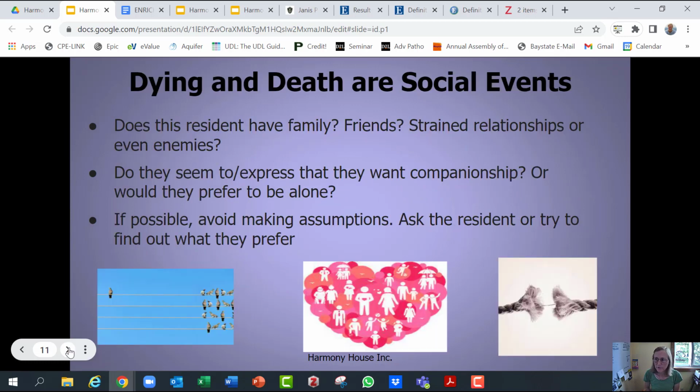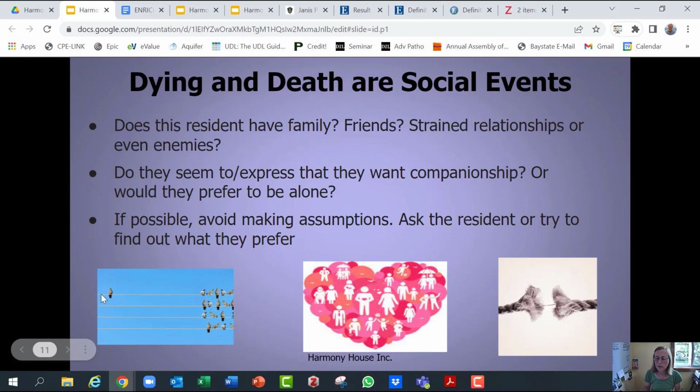Thinking about dying and death as social events is important to expand the idea about who family is, who loved ones are. Is it friends? Are there strained relationships or even enemies that we need to be aware of? Does this resident seem to express that they want companionship? Do they want people in their room? Or are they more isolated and prefer to be alone or solitary? And then again, we're going to try to avoid making assumptions. We're going to see if we can find out what they want or what they prefer.